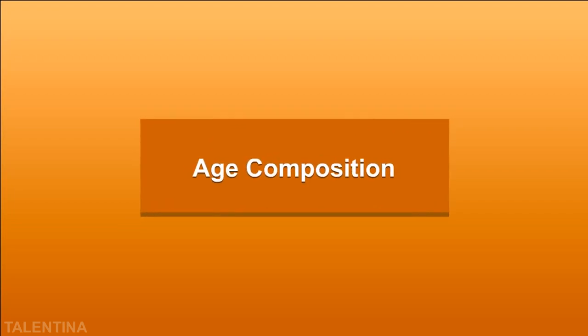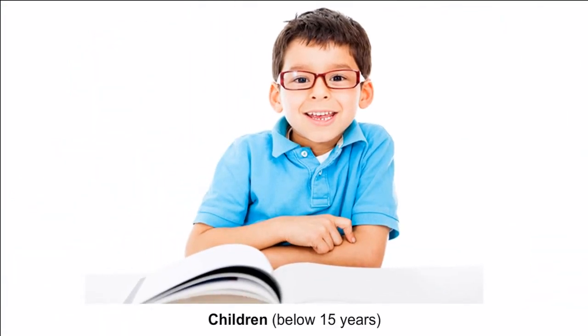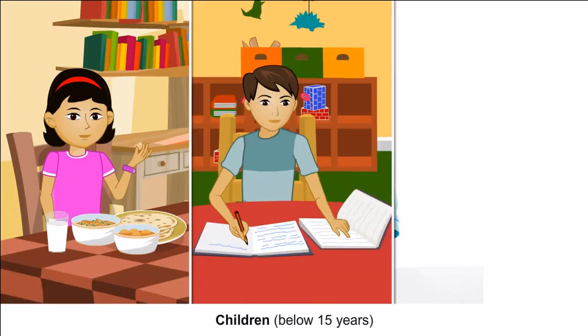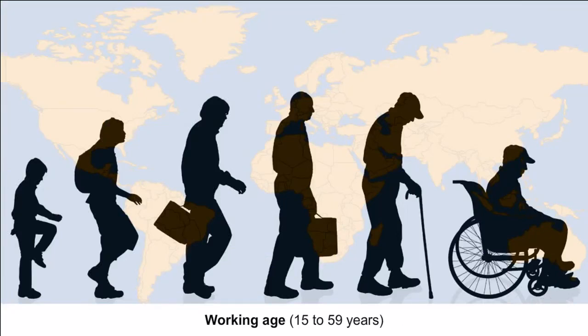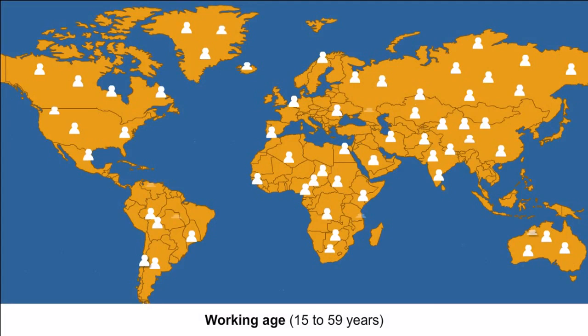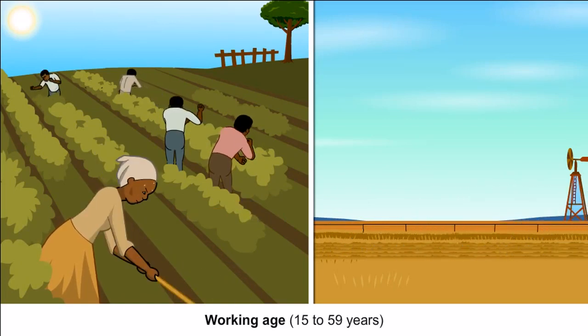Age composition. In terms of age, population distribution is studied under three categories. Children below 15 years are economically unproductive and need support for food, education, and medical care. Working age, 15 to 59 years. People in this category are economically productive. At 63.3%, they form the highest segment of our population. They provide means of sustenance for themselves and other age groups.